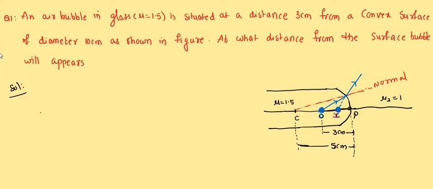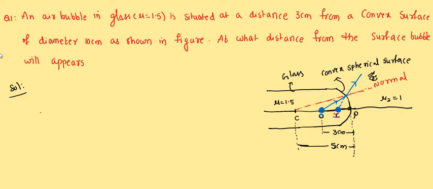I will explain the figure they gave in the question. There is a person looking from the convex surface, and this is the convex spherical surface. This convex surface is made of glass, it is totally glass, and inside the glass there is a bubble.